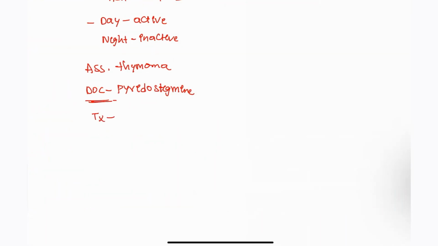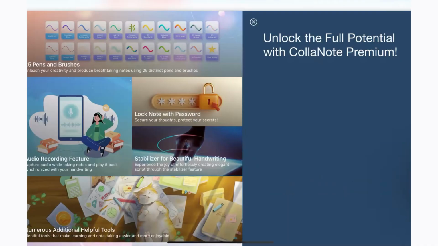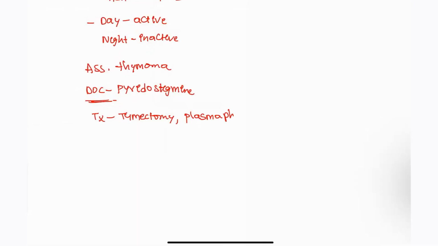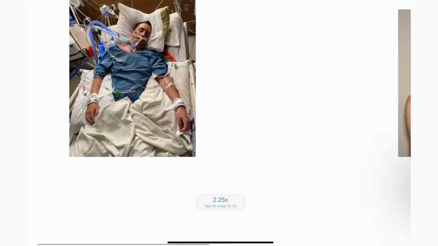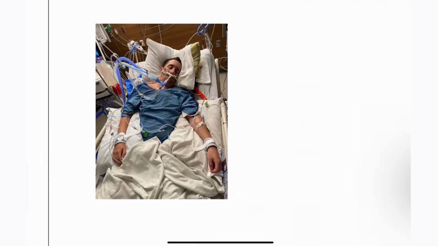Next, treatment: majorly you can do thymectomy, and if it is a serious crisis, you can go for plasmapheresis. That is the protocol that we are going to follow for Lambert-Eaton and myasthenia gravis. Next, we are going to discuss GBS.